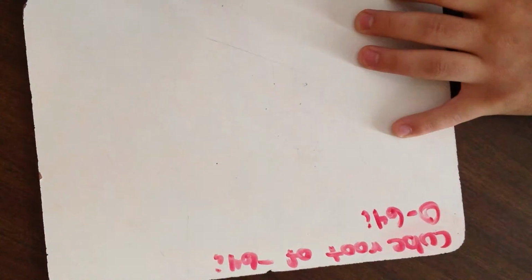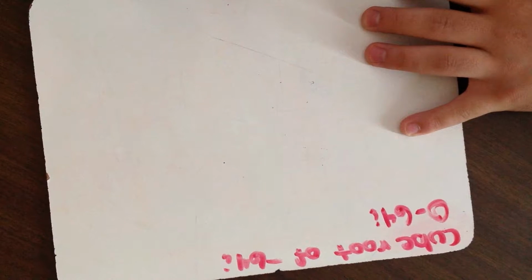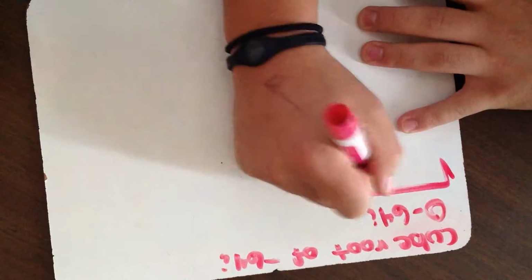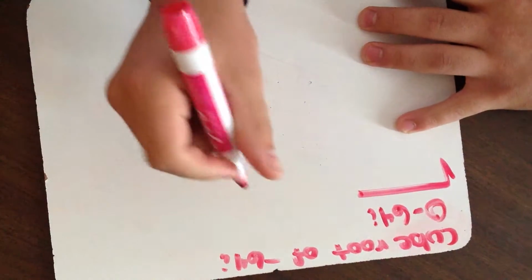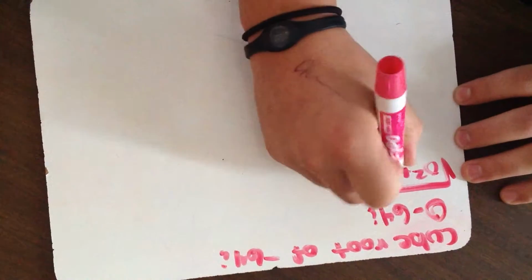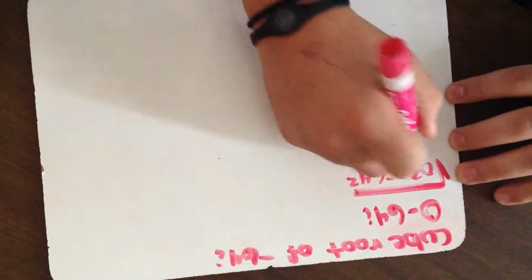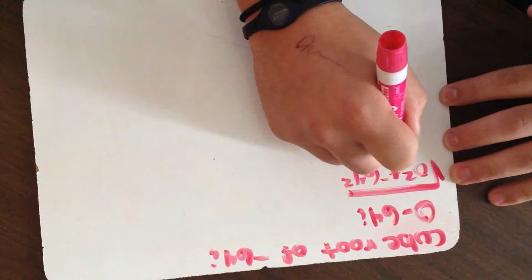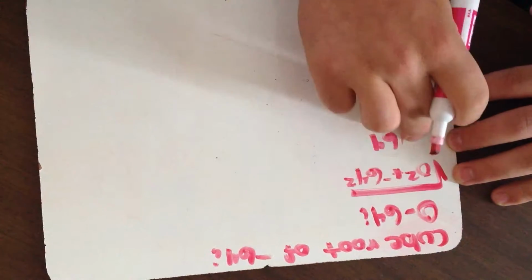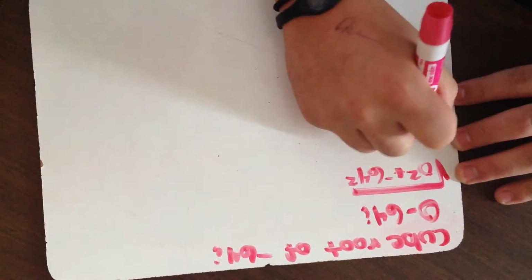Now, we have to find the magnitude. To find the magnitude, you take the square root of a squared plus b squared. So, 0 squared plus negative 64 squared, and that equals 64. Now, that's your r.